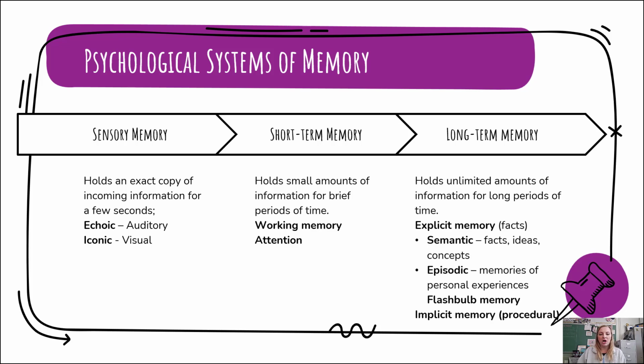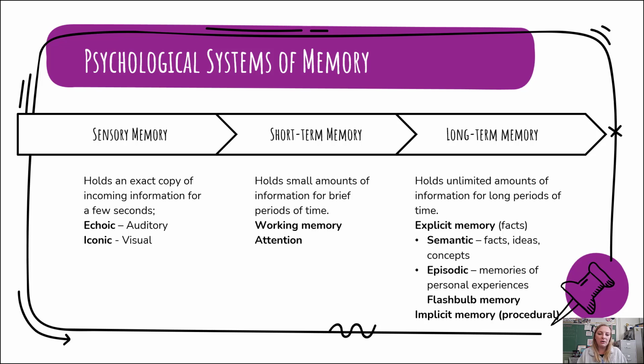The next process we need to talk about is our long-term memory. Our long-term memory is seemingly unlimited, and it holds our information for long periods of time. The different types of information that can be housed are explicit memories, or the facts, like our semantic memory of ideas and concepts. So it's the vocab terms you're learning in this class. The episodic memory, or the memory of personal experiences or episodes in our life. And our flashbulb memory, which is the emotional, very vivid memories that we hold of specific events.